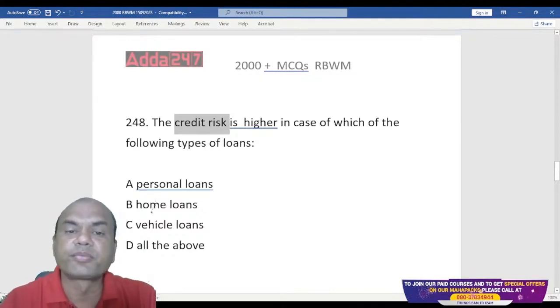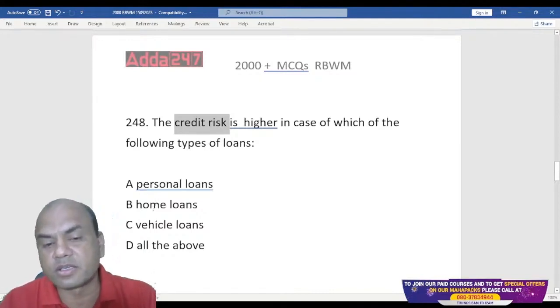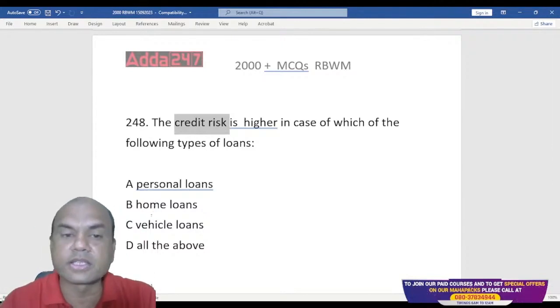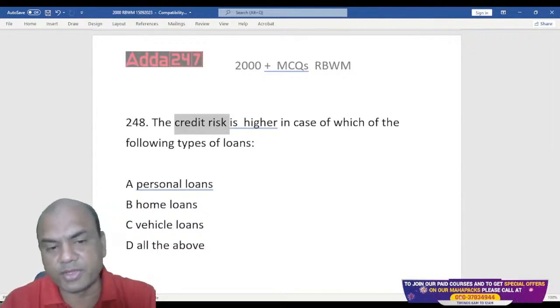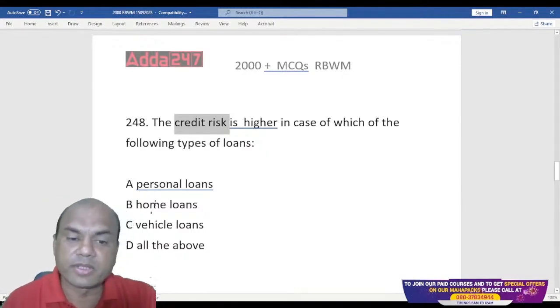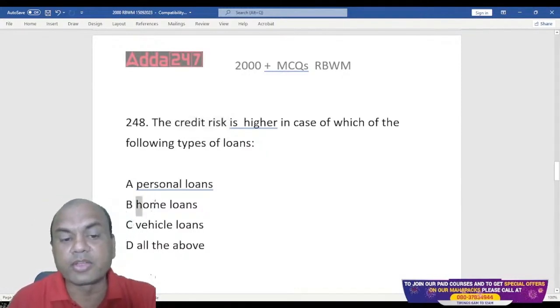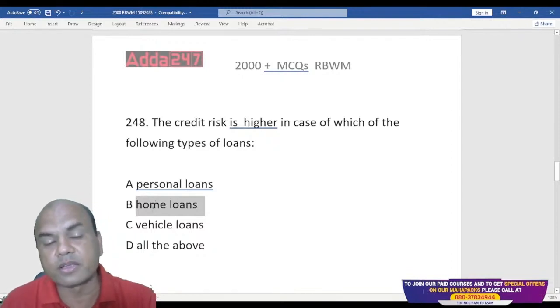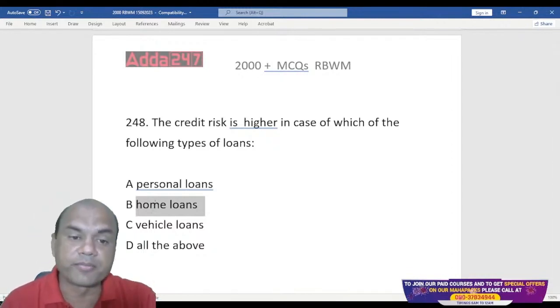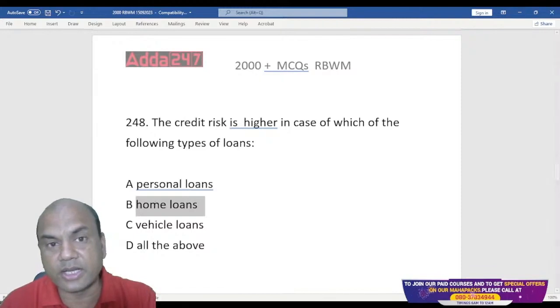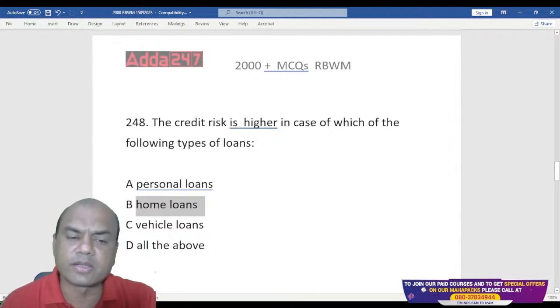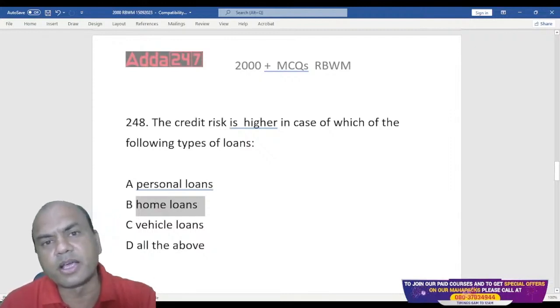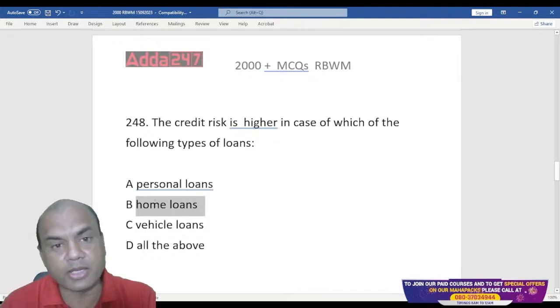In which type of loan is the credit risk higher? Let's see one by one. In home loans, I am having the home, right? The home which I take as a prime security. Suppose if this borrower does not pay me, then what will happen? The home is mortgaged to me. I'll sell that home and get my money back.